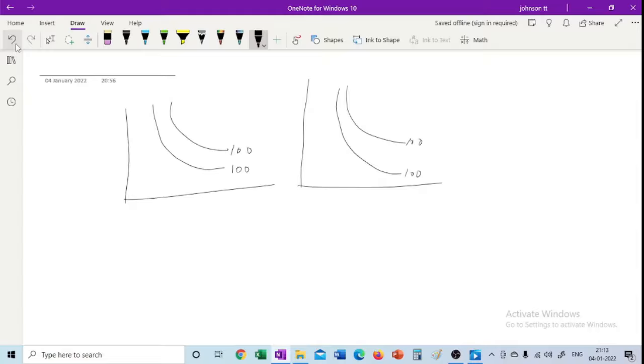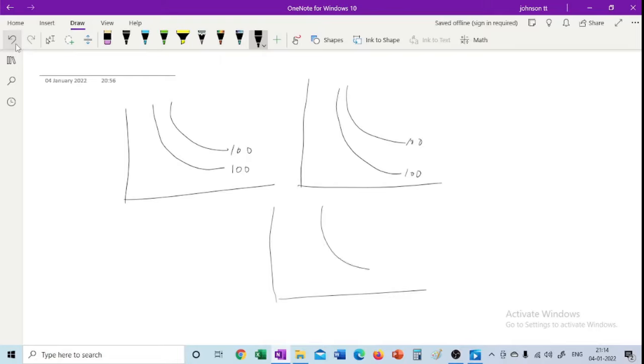And in this case, the isoquant is becoming steeper. So when there is labor augmenting technical progress, the isoquant becomes steeper. Then the last one is capital augmenting technical progress. So in that case, what happens to the isoquant?